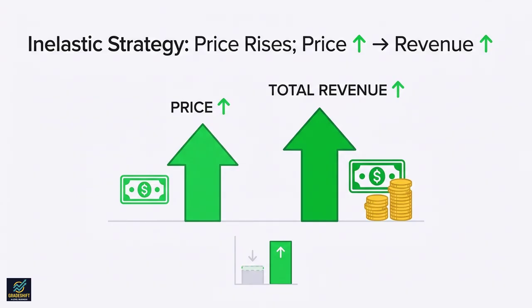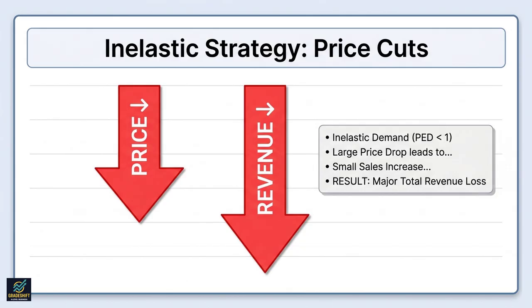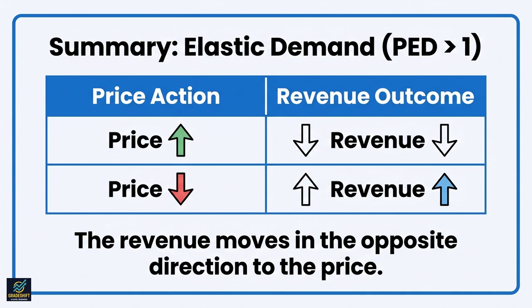This perfectly illustrates the golden rule for inelastic products. Raising the price will almost always boost total revenue. Because consumers will not switch, the higher price compensates for the small loss in sales volume. Conversely, cutting the price on an inelastic product is a terrible strategy. The small increase in sales volume will never be enough to compensate for the lower price, resulting in a significant drop in total revenue.